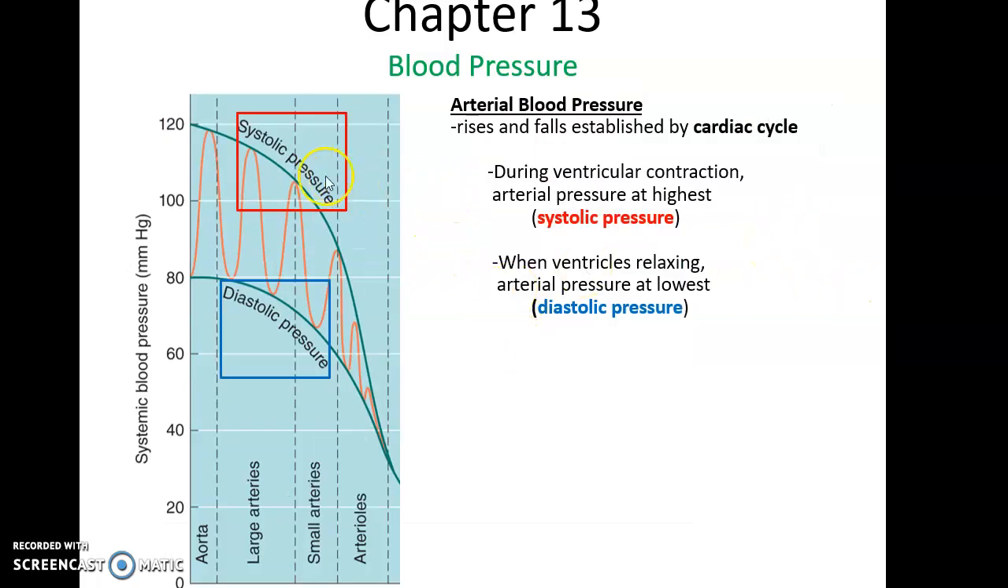So we talk about the blood pressure being two numbers, the higher number being the systolic blood pressure, the pressure when the ventricles are contracting, the lower number being the diastolic pressure, the pressure when the ventricles are relaxed. And so this is the highest and lowest. The blood pressure is found in the arteries relatively close to the heart, so the larger arteries.